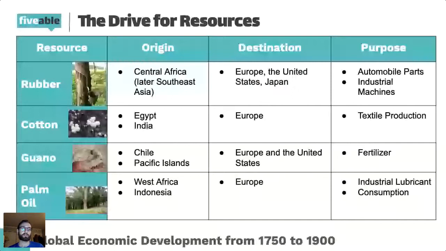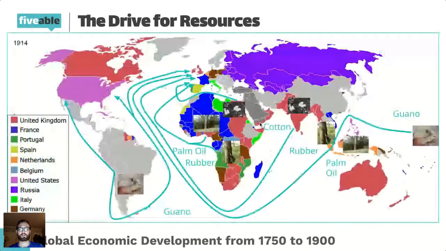And so while this lovely chart will tell you things, I think it might help to visualize it a little bit. So I've created a little map that kind of shows where everything was coming from and where most of it ended up going. The two major sources of cotton during this time that were outside of the United States were Egypt as well as India. And the two major sources of rubber at this time were the Congo, and then a little bit later, Southeast Asia. Eventually, in the early 1900s, rubber was transplanted successfully into Southeast Asia, what's now Malaysia and Indonesia.